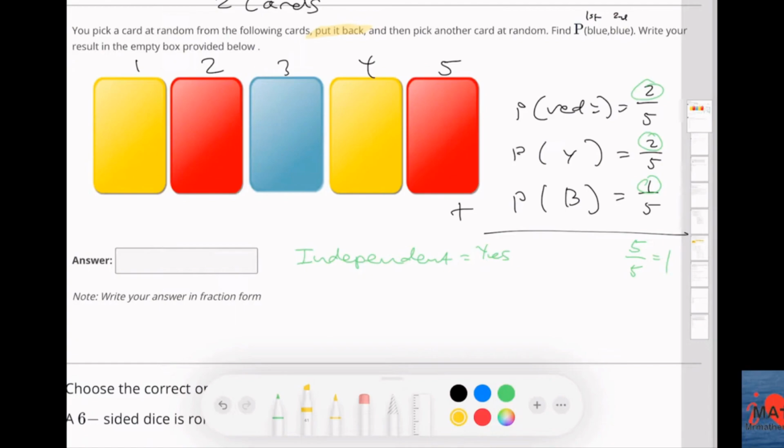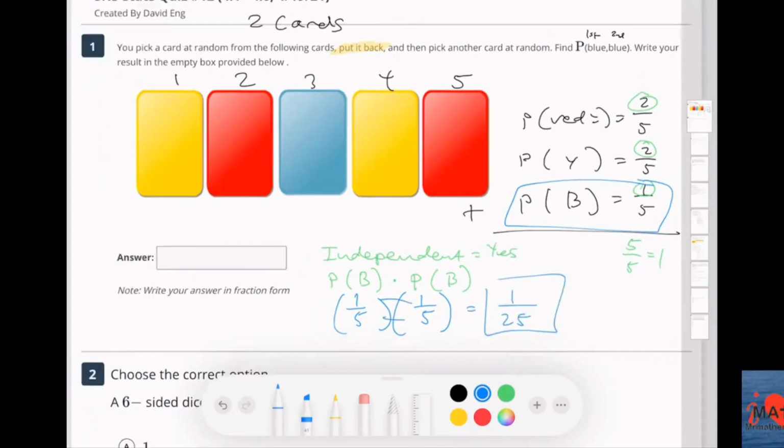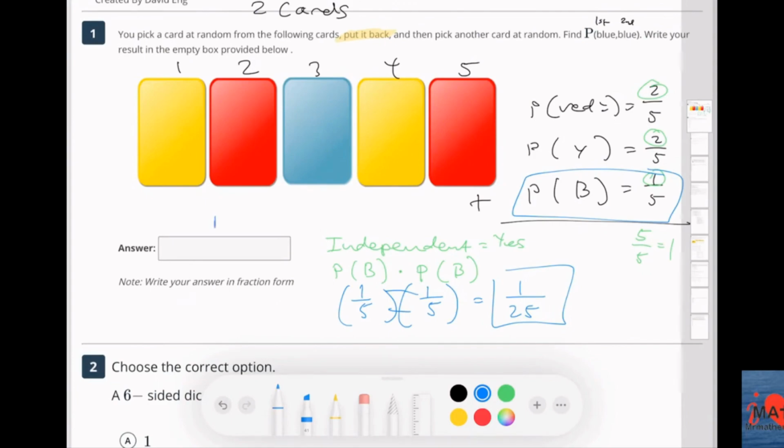All right, so the probability of, whoops, that's a highlighter. So probability of blue, and because they're independent, I can now multiply a probability of blue again. And that's just right here, that's 1/5, so 1/5 times 1/5, multiply across, you're gonna get 1/25 is your answer. Now it says write in a fractional form. I hope I don't see any decimals. That's the answer for number 1.